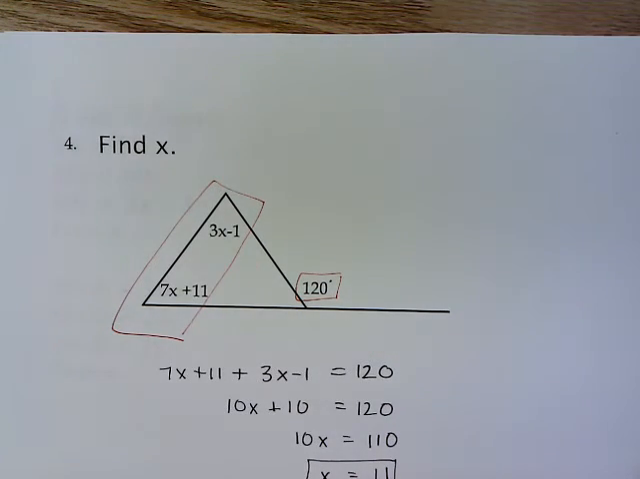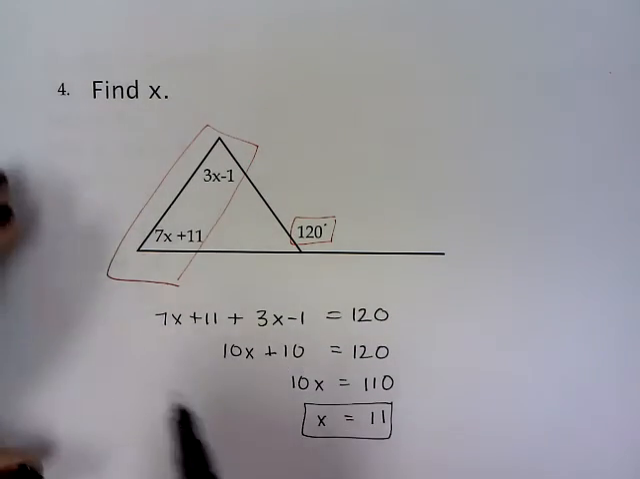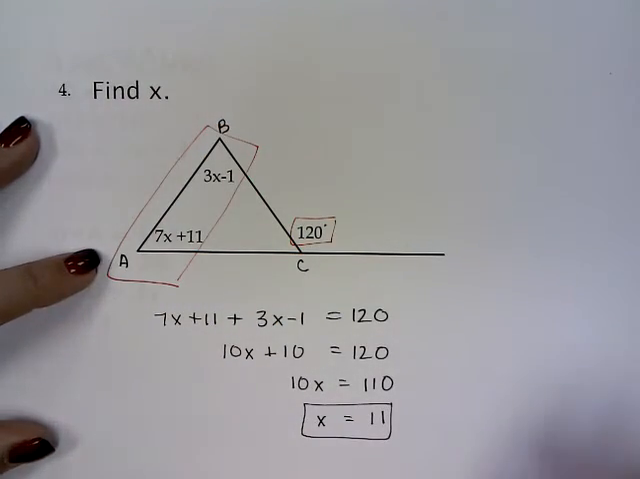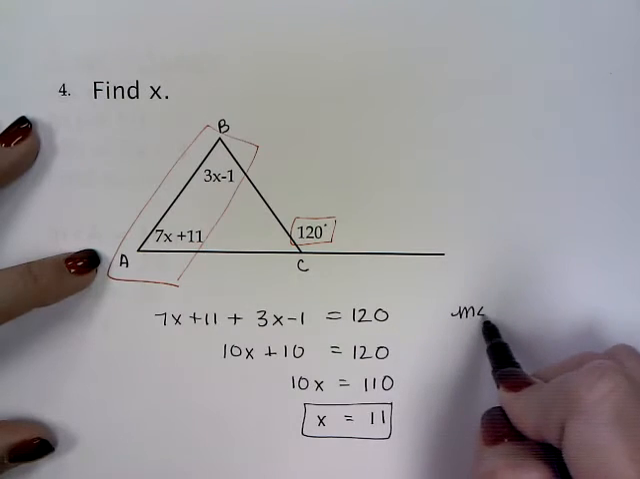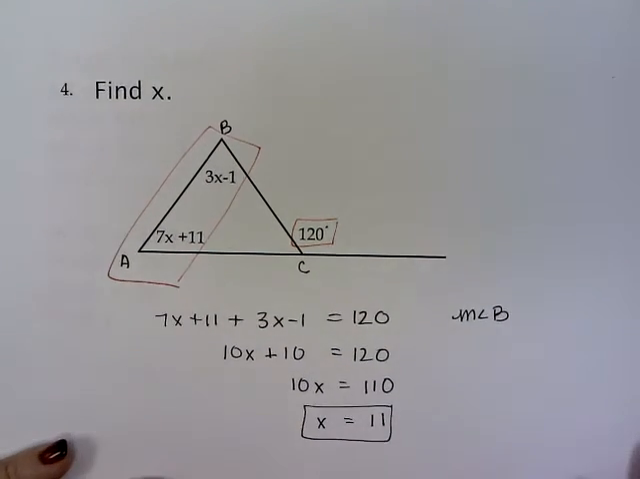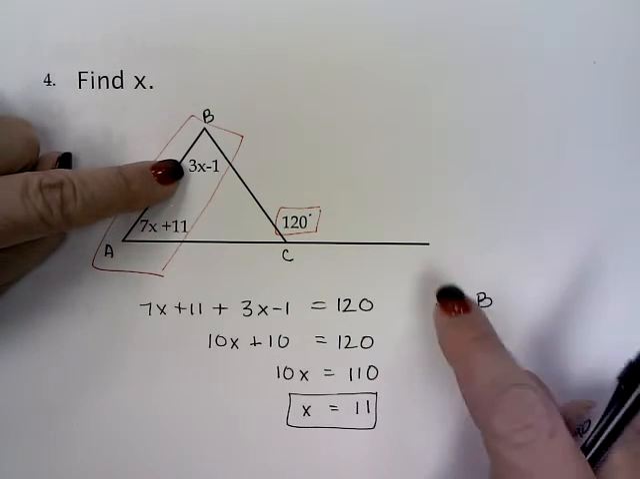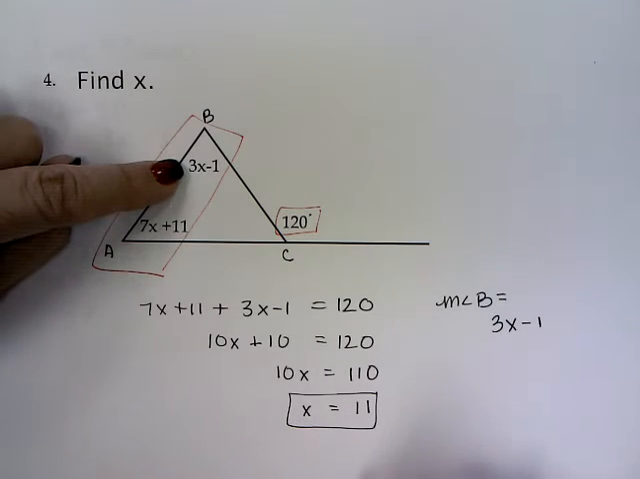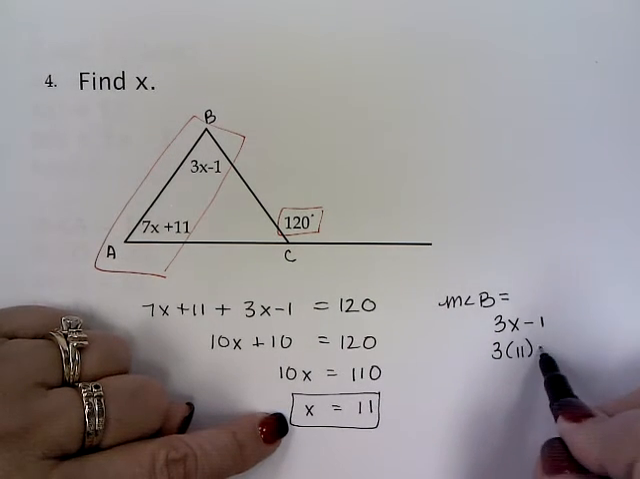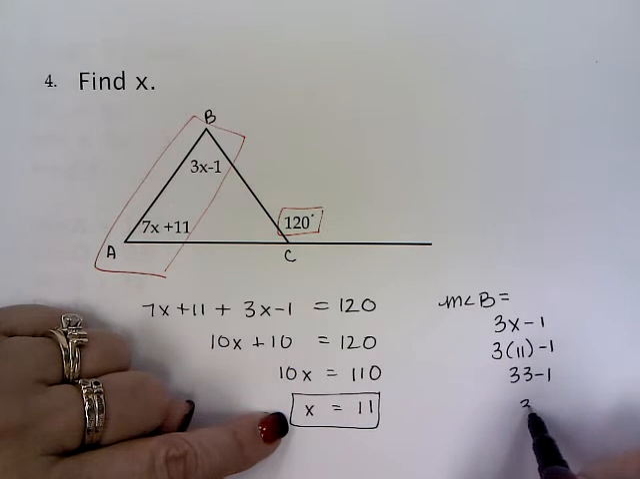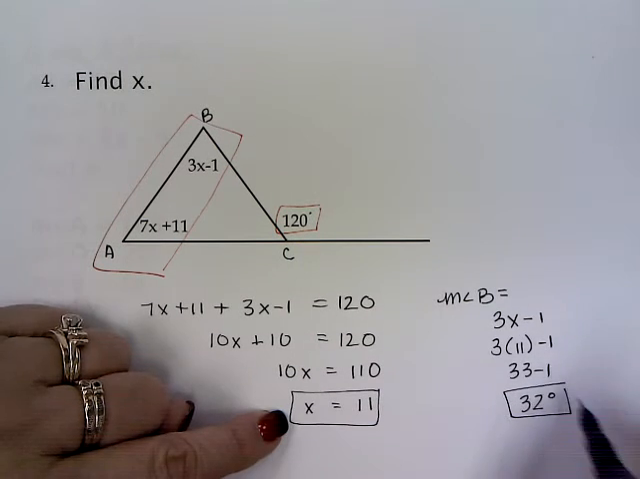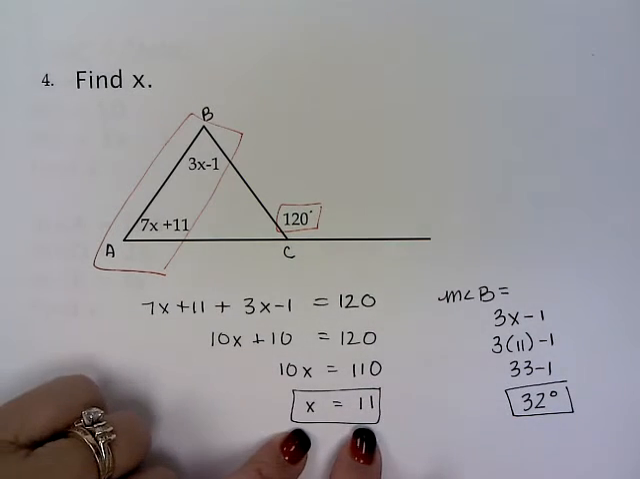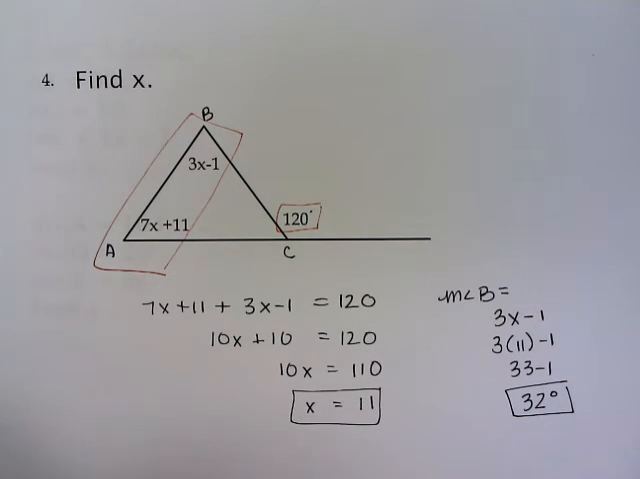Now, this question does not ask this, but I'm going to go ahead and extend this and put an A, B, and a C here. And now I want to find the measure of angle B. So I'm just extending it. With that, I know that angle B is 3x minus 1, the measure of angle B. X is 11. And it is a degree. It's a degree when you're finding the measure of the angle. It's just the number when I'm finding the value of the variable.